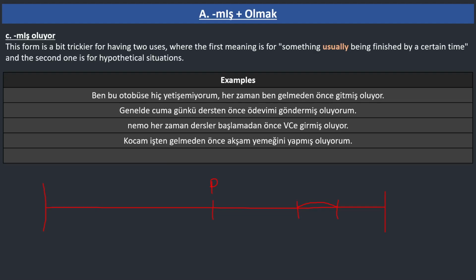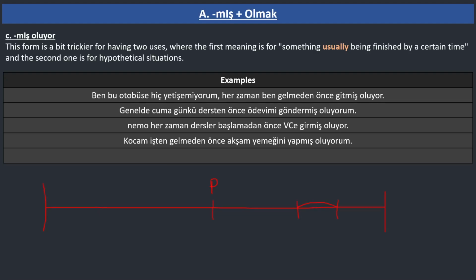Ah, wait, I think I missed that question. Let me scroll up. Can it also be like yapmış olamıyorum? Yes, it could be like that. You could conjugate these parts with other modifiers like negative. So that means you are not able to finish cooking before he comes. So like kocam işten gelmeden önce akşam yemeğini yapmış olamıyorum. I can't finish cooking before he comes.